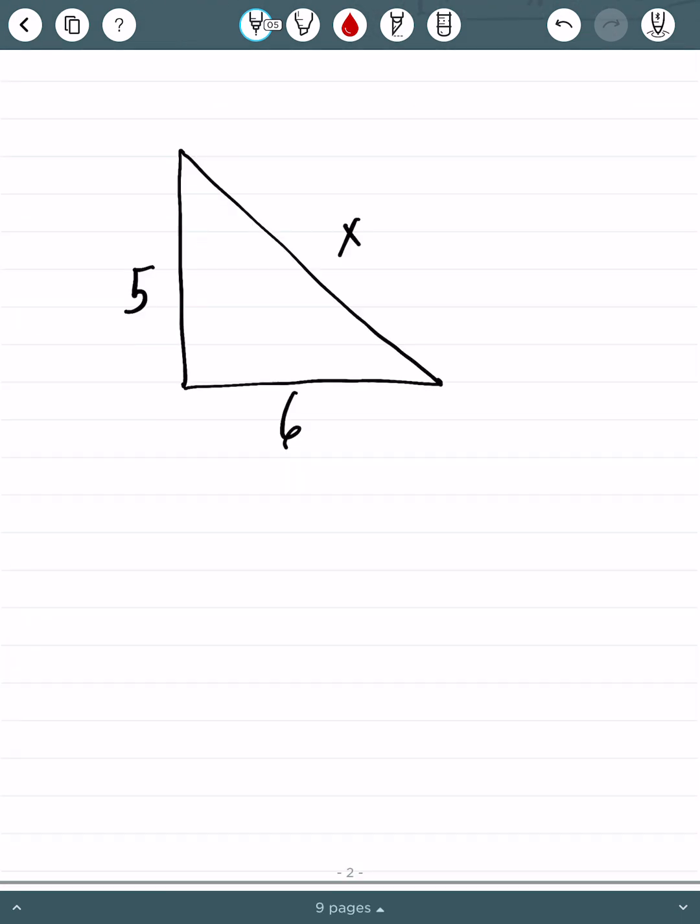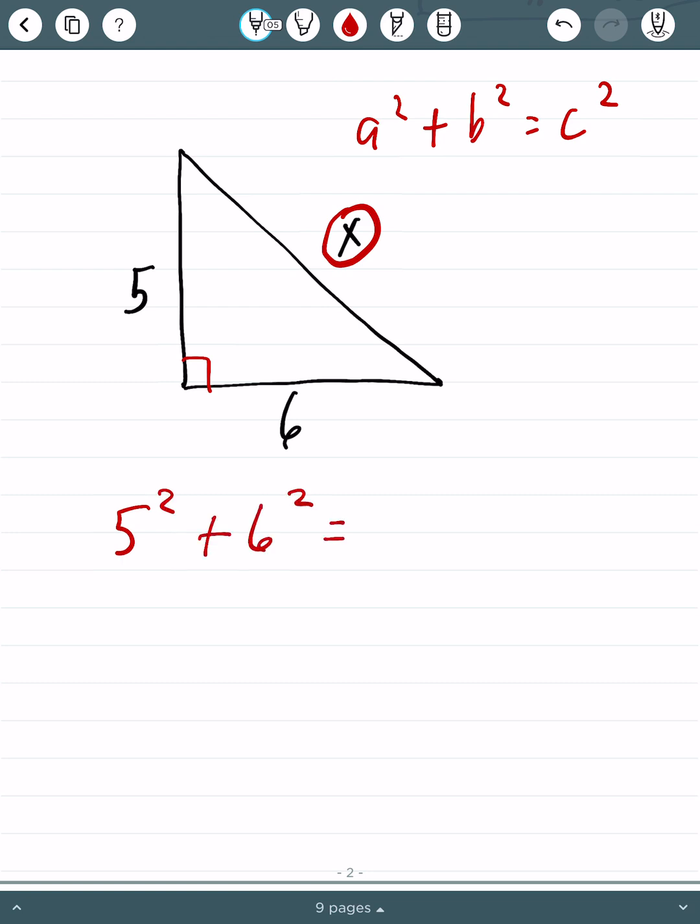Now, here's what we've got. Whoops, right triangle. Here's the formula. A squared plus B squared equals C squared. I think that these are a little easier when what you are missing, when the X is the hypotenuse. Here's why. You're going to do 5 squared plus 6 squared equals C squared. And I'm going to get to add the numbers together.